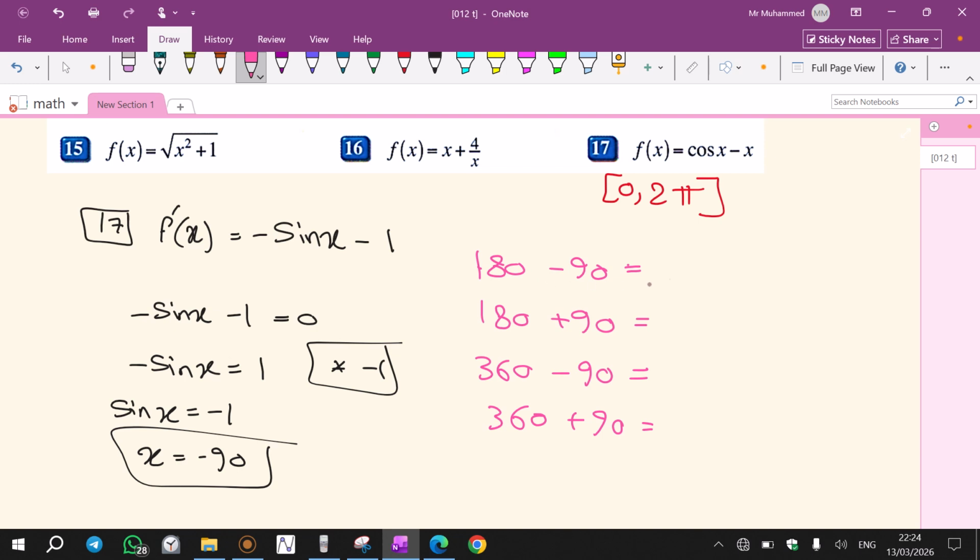Now 180 minus 90 is positive 90, 180 plus 90 is 270. 360 minus 90 is 270 as well, that's a repeat, don't accept it twice. And 360 plus 90 is 450, which exceeds the interval 2 pi, 2 pi means 360. Now I have two x values, I need to test, to see which one gives sine equal to negative 1. So this equation is the main equation that we choose the possible answers from.